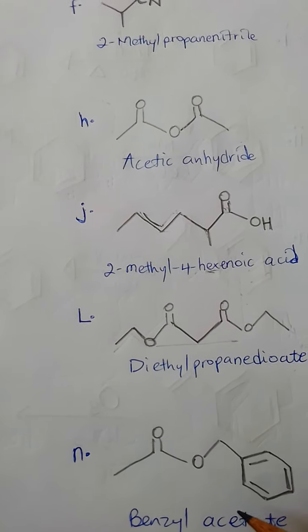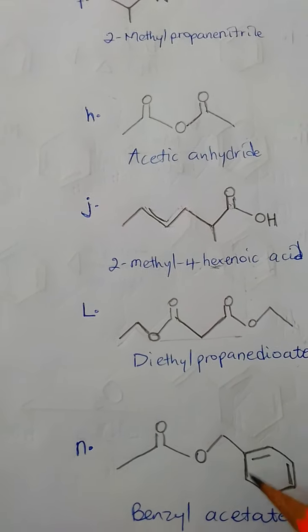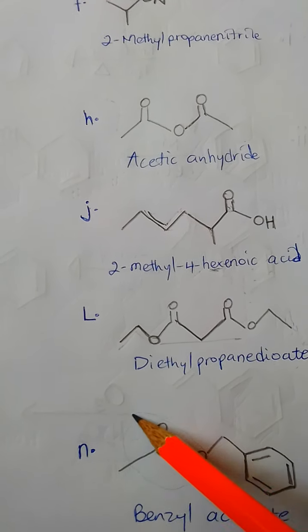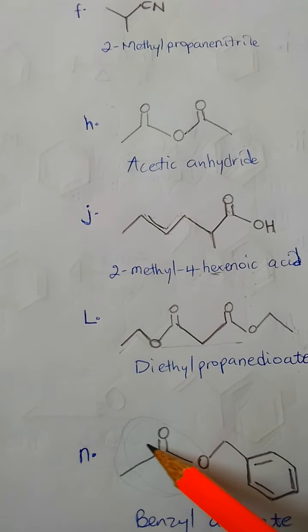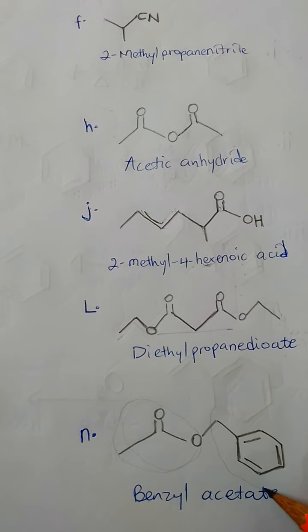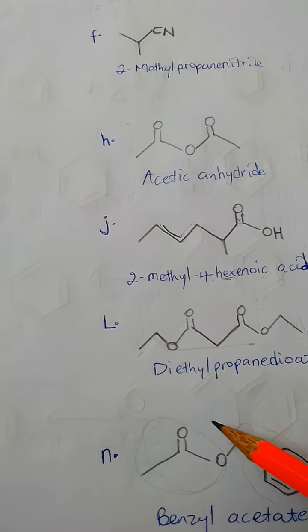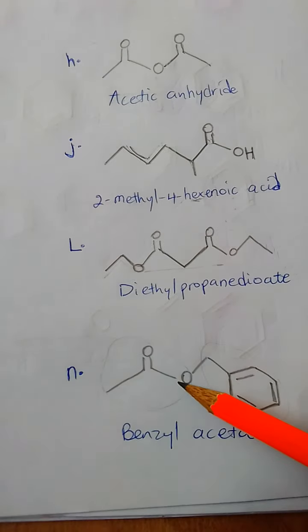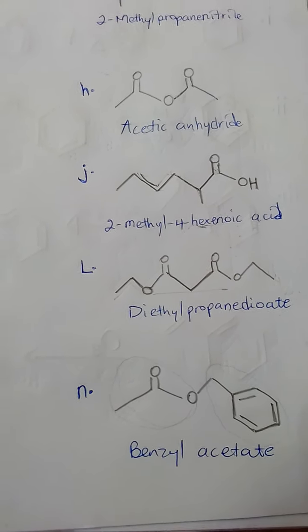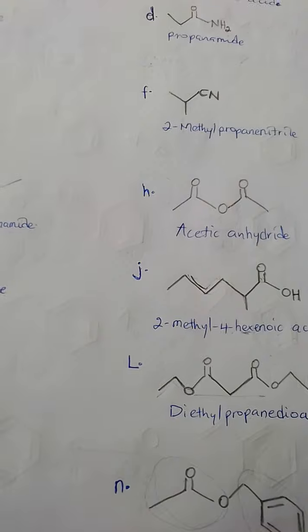So the next is benzyl acetate. This group is an acetate, or some will call it an ethanoate. It's the same thing. And this group is a benzyl. So the alcohol portion is a benzyl, then this side is an acetate. So the name becomes benzyl acetate, which is an ester. Let's continue with the other side.